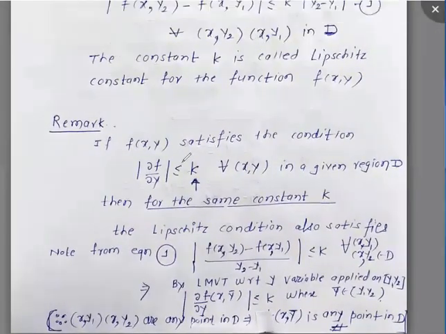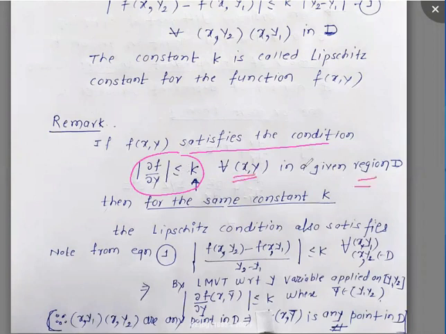Now, if f(x,y) satisfies this new condition, that the partial derivative of f with respect to y is smaller than k for all points x,y in the region D, then for the same constant k, the Lipschitz condition is also satisfied. Let us see how.